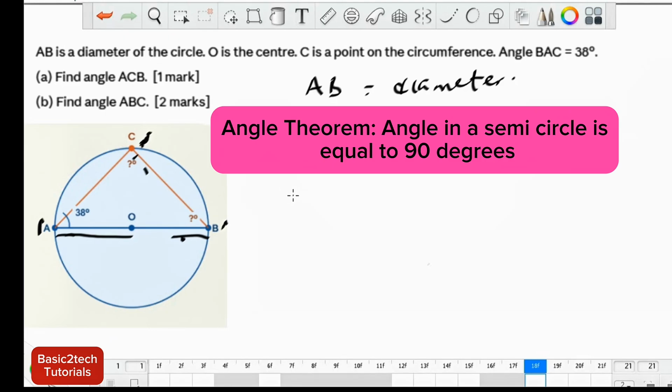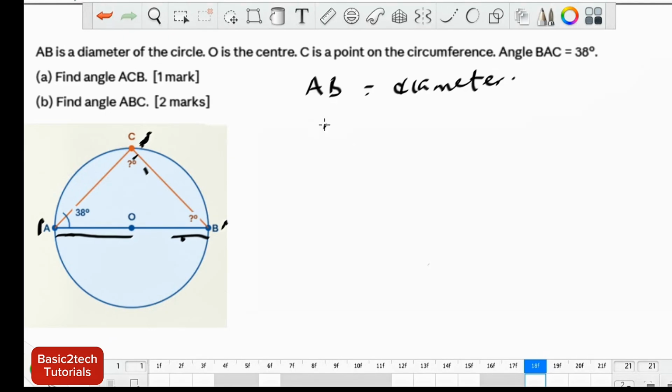So therefore, angle ACB is equal to 90 degrees. That is your full 1 mark. Done. That's part A.